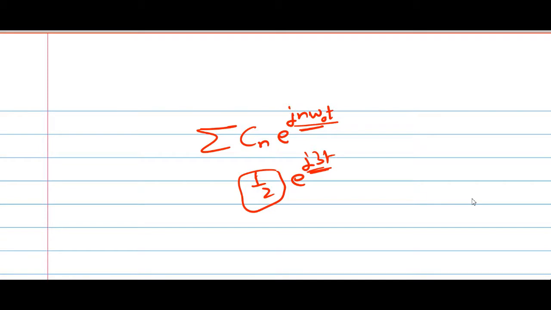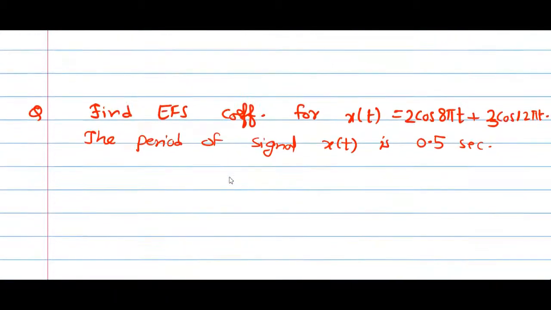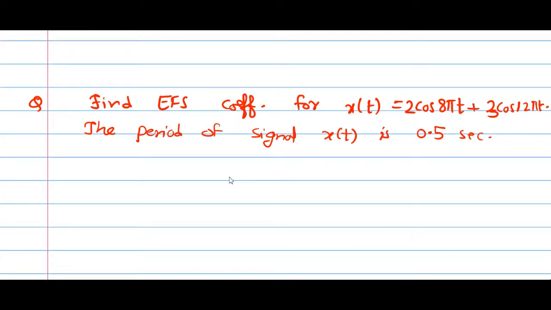Okay. Now next question. Find the exponential Fourier series coefficient for x of t equal to 2 cos 8 pi t plus 3 cos 12 pi t. The period of the signal is 0.5. So what is omega naught? 2 pi upon T. So 2 pi upon 0.5, that means 4 pi. Omega naught is 4 pi.